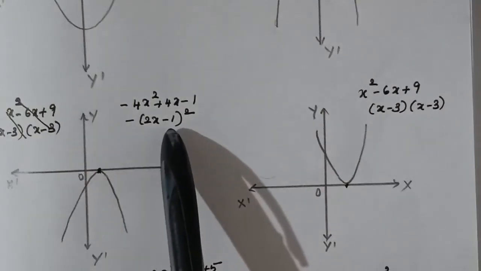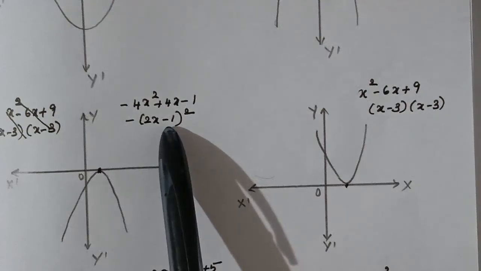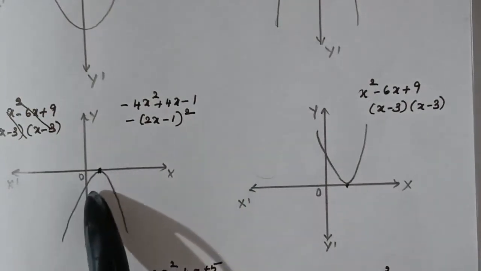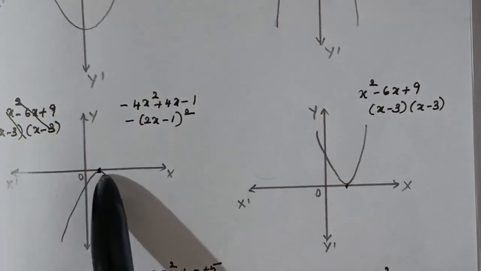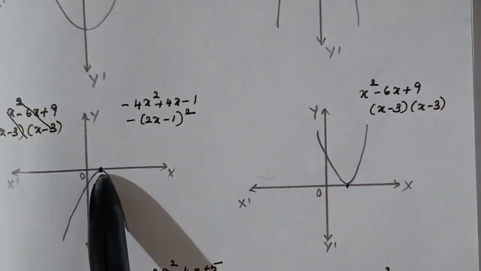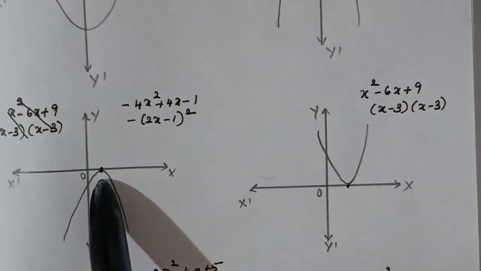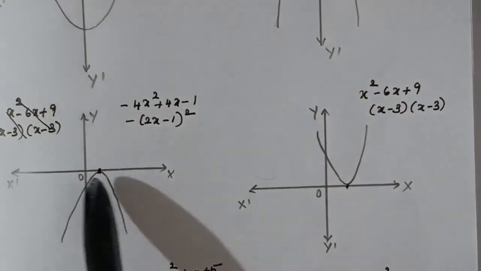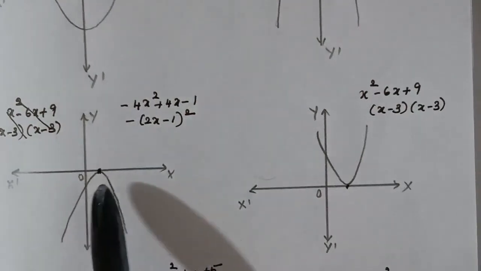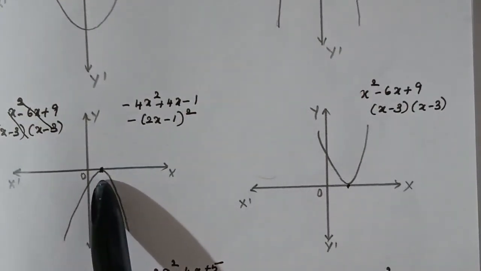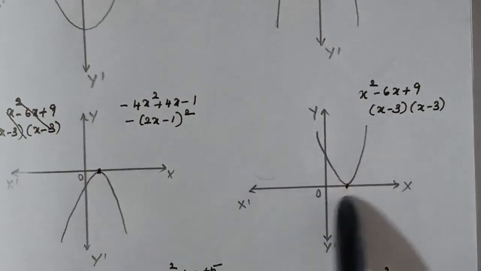Since it has got two equal zeros, it will touch the x-axis at one point. Since it touches at one point, don't think that it has got only one zero. It has got two equal zeros. If it is a quadratic polynomial, we will get two zeros. If it touches at one point and if it is a quadratic polynomial, that shows that it has got two equal zeros.